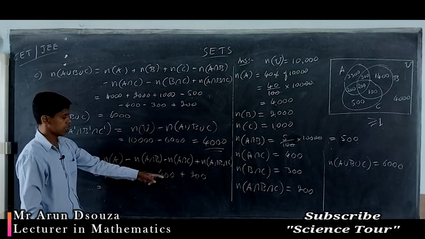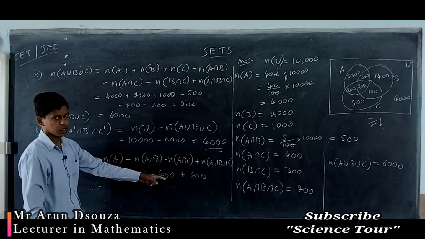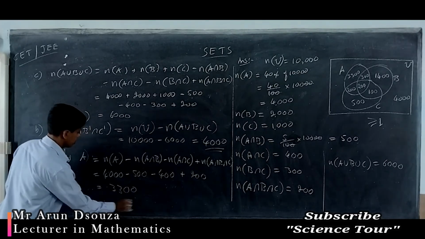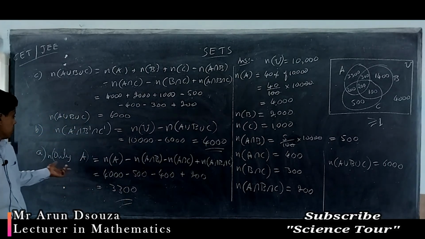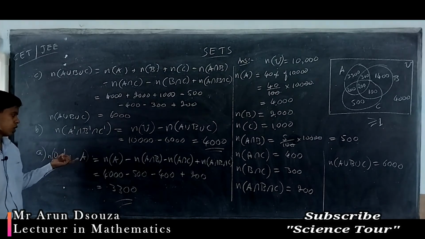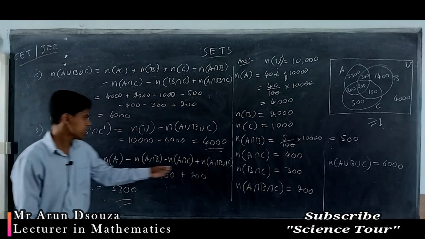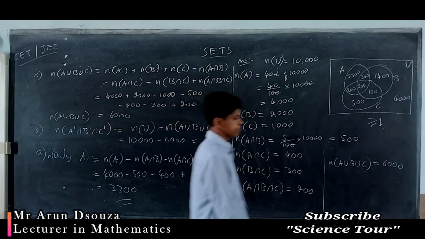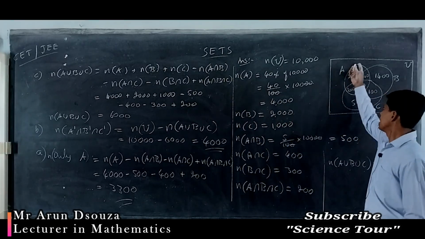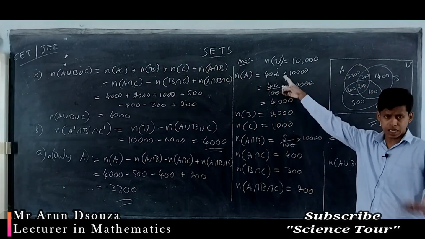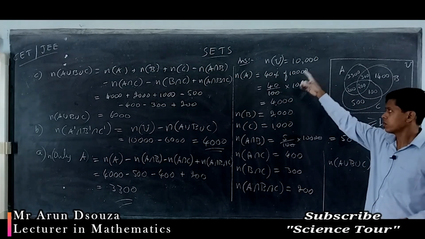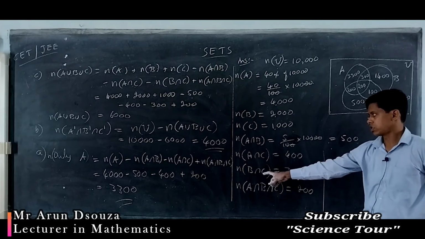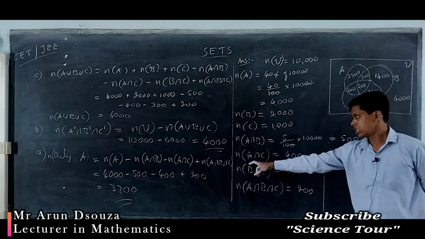So see, 4,000, 3500, 3100, correct, plus 200, 3300. So 3300 is the number of families which buy only A. So making up these formulas is a trick. Understand here, n of A is known from the given data, not from the Venn diagram. From the given data, you know n of A and these intersections, so subtract them.